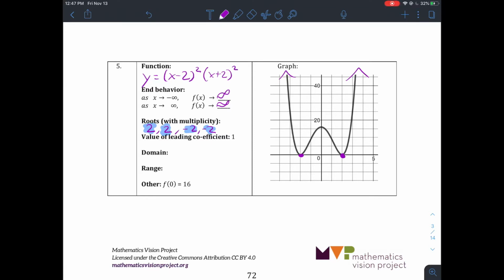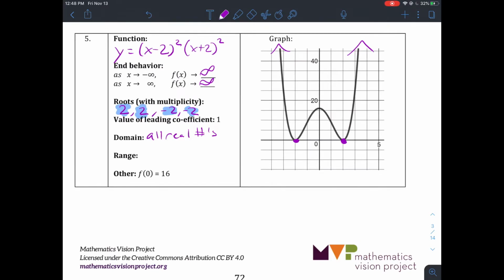Then they're also asking for the domain. So looking here, your domain is going to be all real numbers. Now the range on even degree polynomials actually is not all real numbers. What you have to do is look for the lowest point. And here, this function does not go below 0. So the range here is actually going to be 0 to positive infinity. All right, cool. So that's that for number 5.